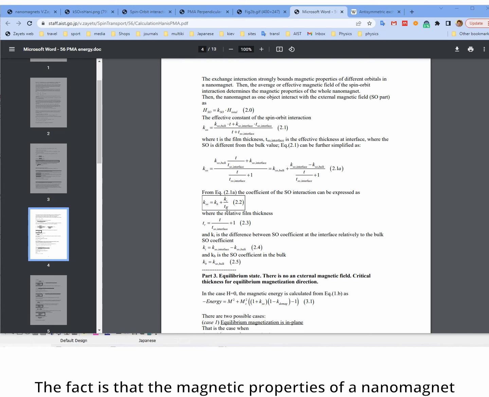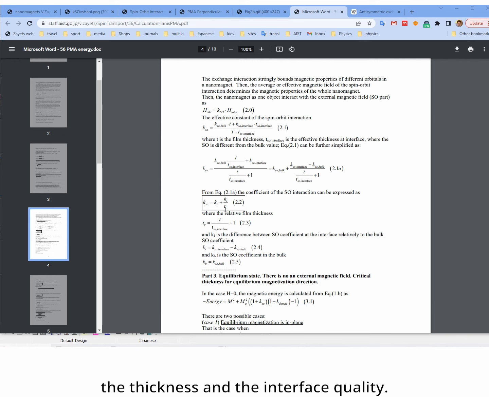The fact is the magnetic properties of a nanomagnet depend equally substantially on each parameter, the thickness and the interface quality. The interface quality often depends on the thickness, so it's not as simple. I will talk about it in more detail in the following parts of this video set.